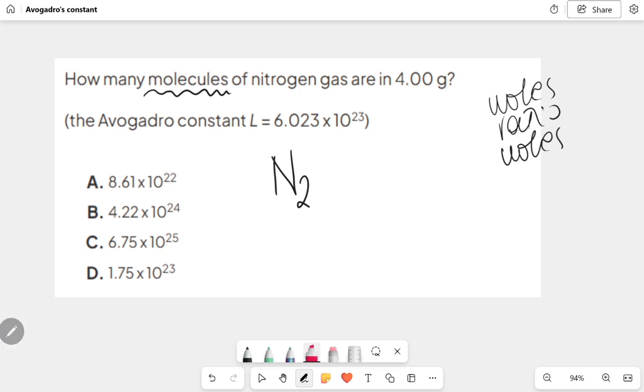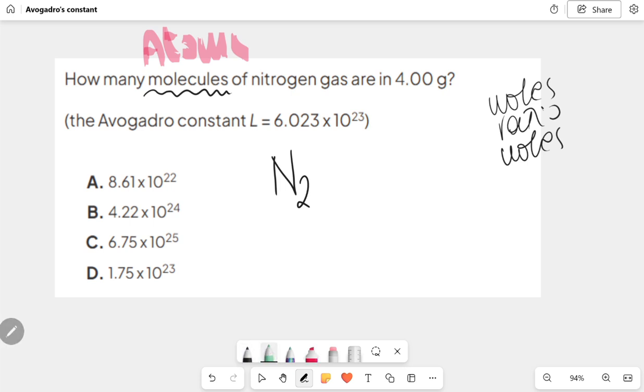But what I wanted to highlight is that we could have two types of exam question. One like this, relatively easy: how many molecules of nitrogen are there? The other one is how many atoms of nitrogen gas are in 4 grams? And the calculation will go quite differently. Let's see, in the first case, how many molecules of nitrogen gas are in 4 grams?